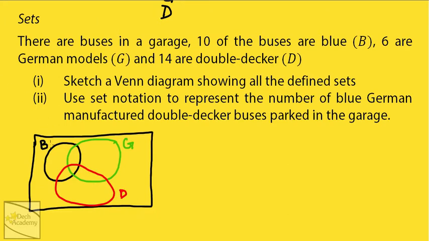Now we know that there are 10 members, or 10 buses, that are blue, 6 of the buses are made in Germany, and 14 of the buses are double-decker buses. So this is a rough sketch of the solution to question 1. Obviously you need to do something neater in your exam.